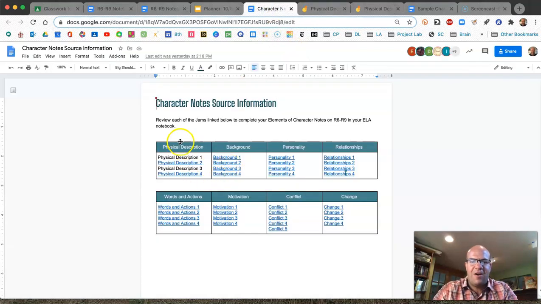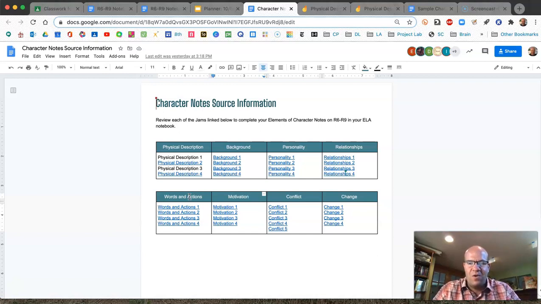Because when we think about character, it's not just someone's physical description. It's not just their personality, and it's not just their motivation. Okay? Someone's character is made up of all of these things together. So if I know someone's physical description, and I know the conflicts that they face, and I know their personality, and I know the relationships that they have, and I know about their words and actions, I've got a much better picture of what are the elements that working together make this person who they are.